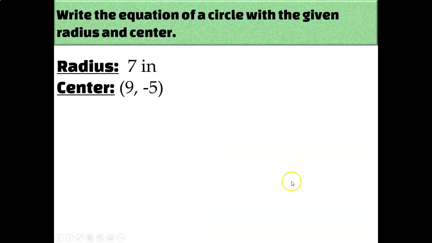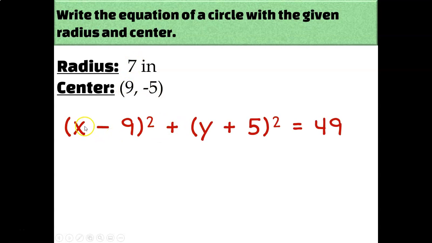You don't even need the graph in order to be able to write the equation of a circle. All you need is the center and the radius. So the radius is r, the center is (h, k), so the equation of this circle would be (x minus 9) squared plus (y minus 5) squared, or (y plus 5) squared, equals 7 squared, which is 49.